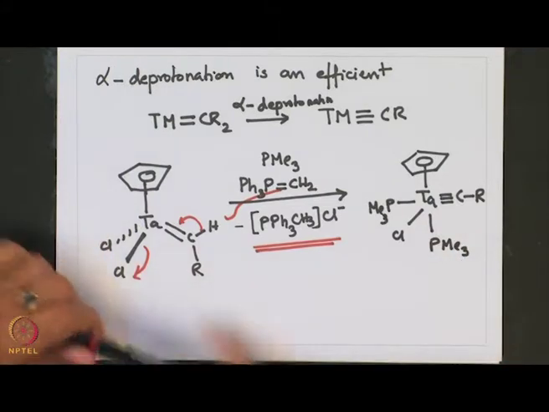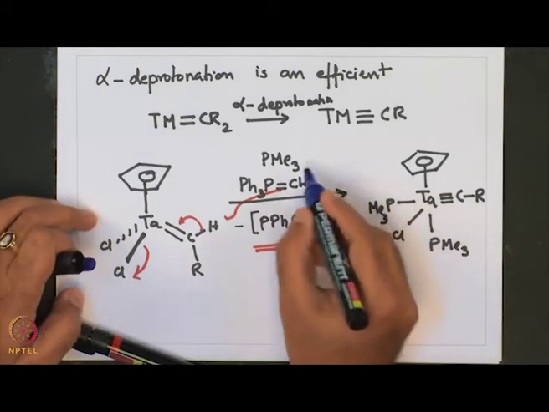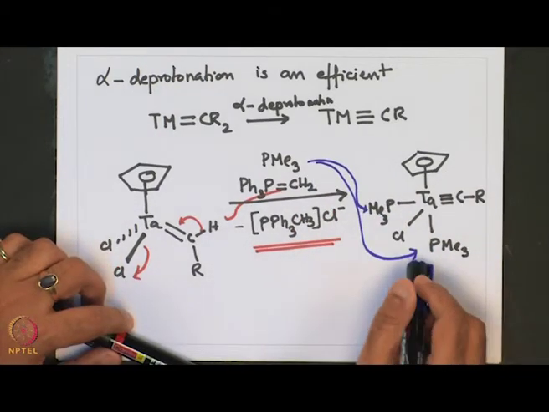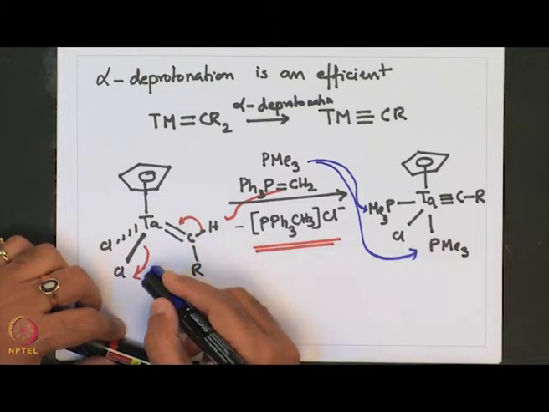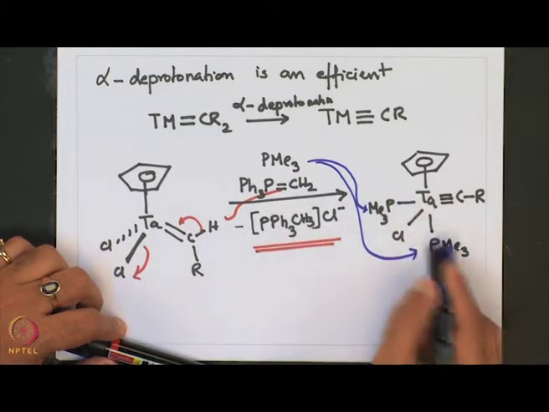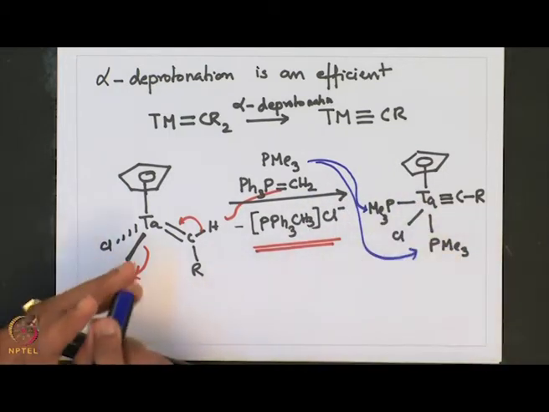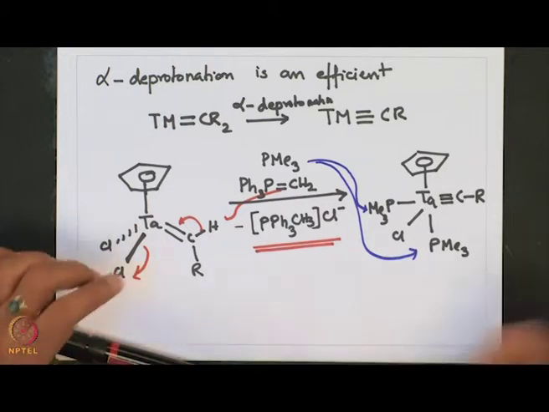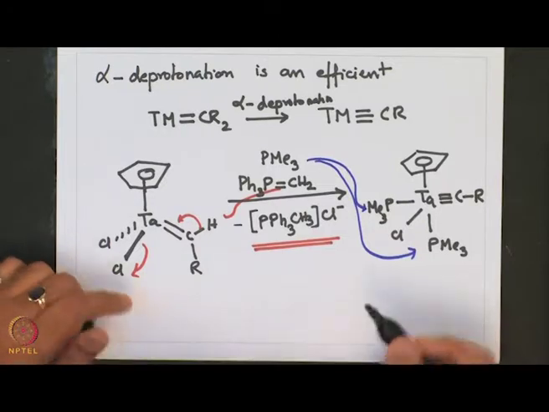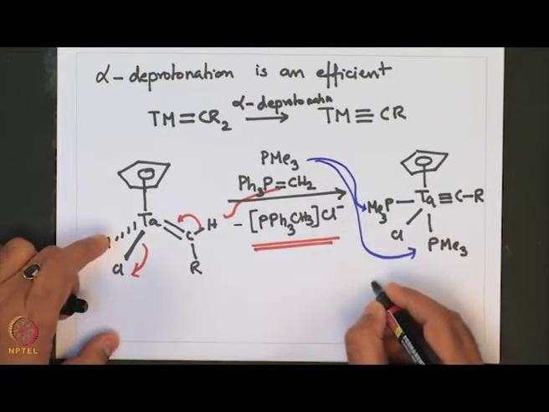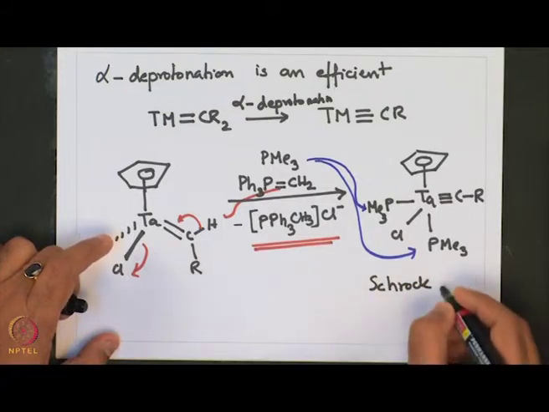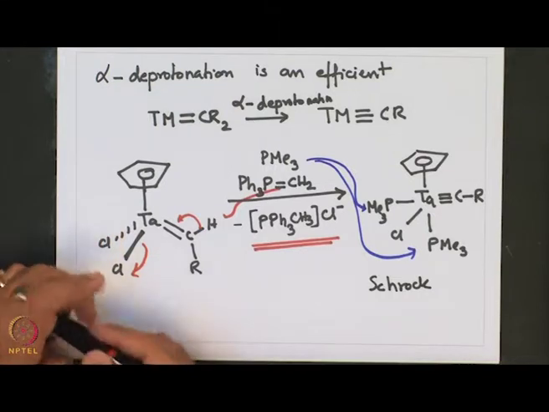And the role of PMe3 lies in the filling of the coordination sphere, which remains vacant because of elimination of the chloride and formation of the carbyne complexes. So, it forms a dative bond in whatever vacant site is produced. This was again a method originally reported by Schrock way back in 1978.